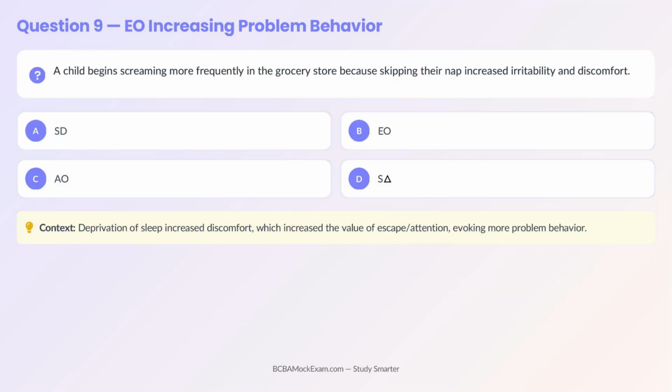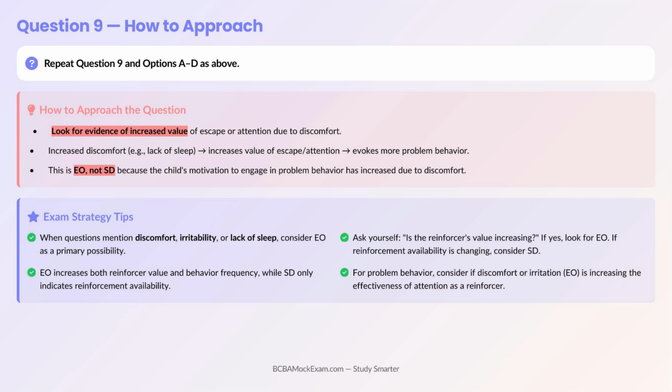A child begins screaming more frequently in the grocery store because skipping their nap increased irritability and discomfort. A. SD, B. EO, C. AO, D. S delta. The situation describes how sleep deprivation increases discomfort and increases the value of escape or attention. To approach this question, look for signs that discomfort has increased the value of escape or attention.